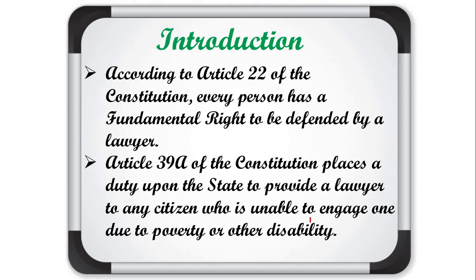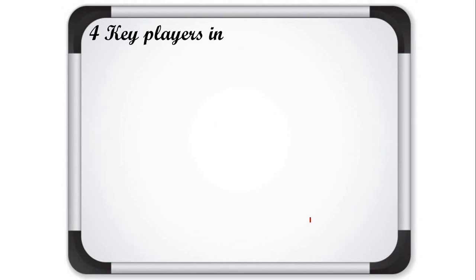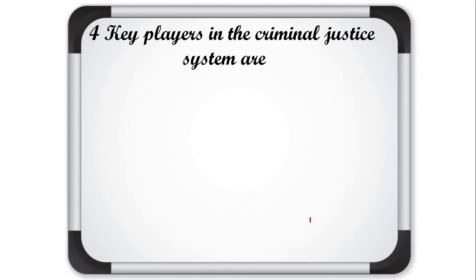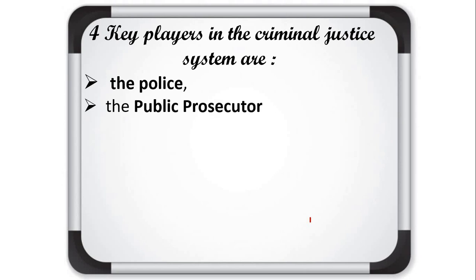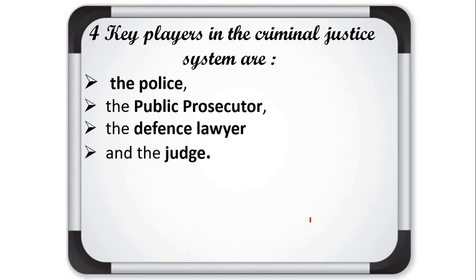Understood students? Now in a criminal case, the police along with public prosecutor, defense lawyer and judge are the people who play a key role in the criminal justice of India and several other democratic countries. So these are the four main persons who play important role in the criminal justice. Now we will discuss about all these people one by one. First, about the police.